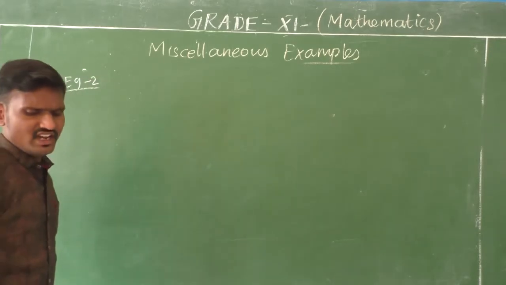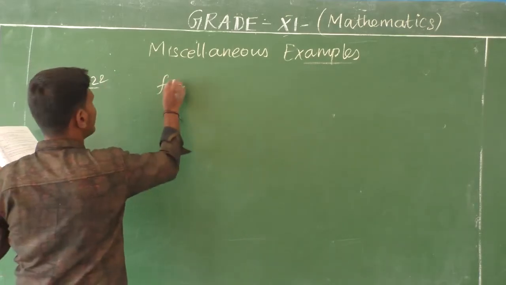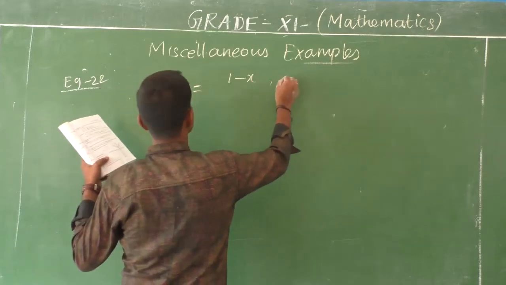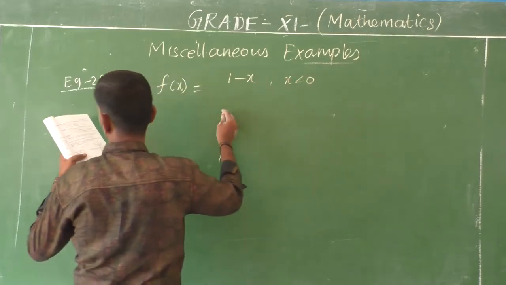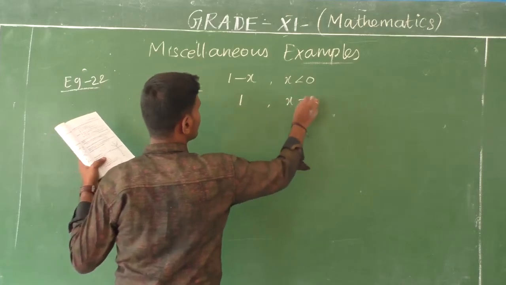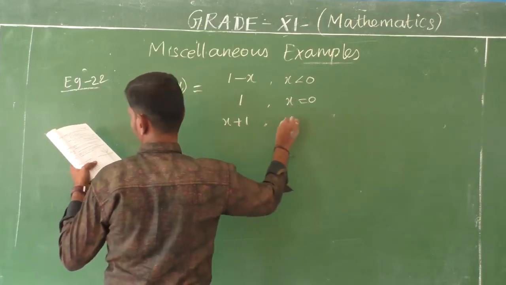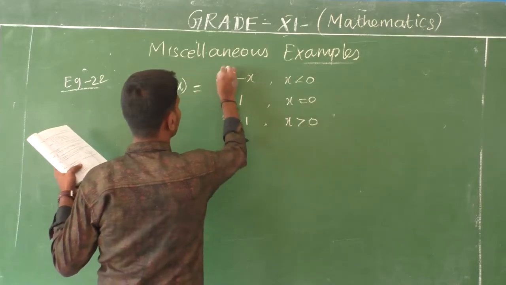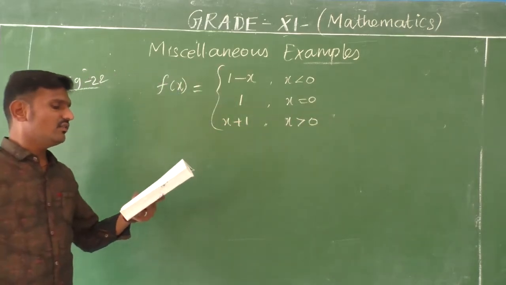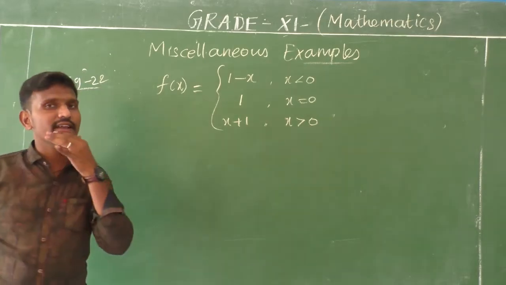Fine students, now listen. Example 22: f of x is given by 1 minus x if x is less than 0, then 1 if x equal to 0, then x plus 1 if x is greater than 0. So this is your given f of x. Now we are going to draw the graph of f of x.